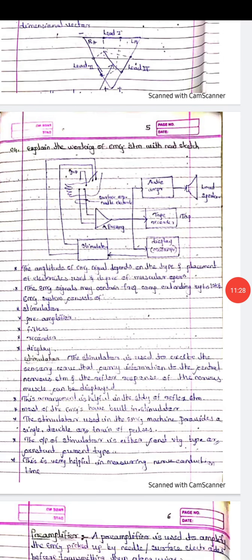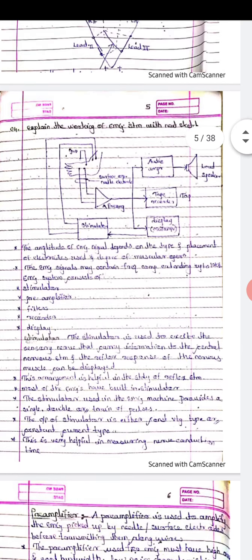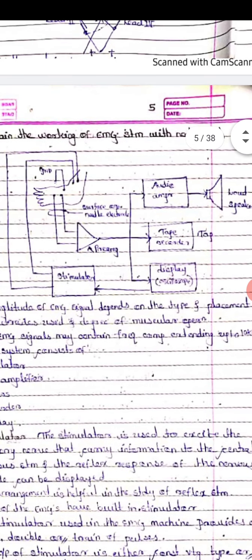Now we will see the next question, that is explain the working of the EMG system. So this is the block diagram of the EMG system.